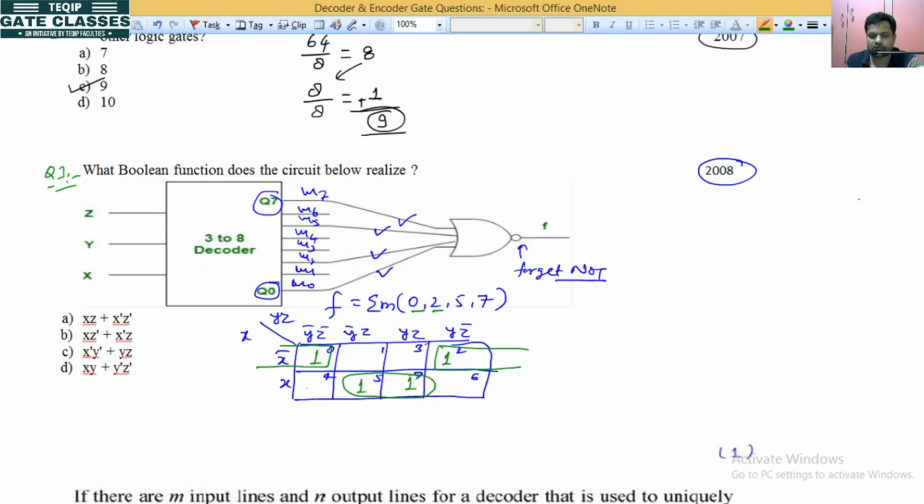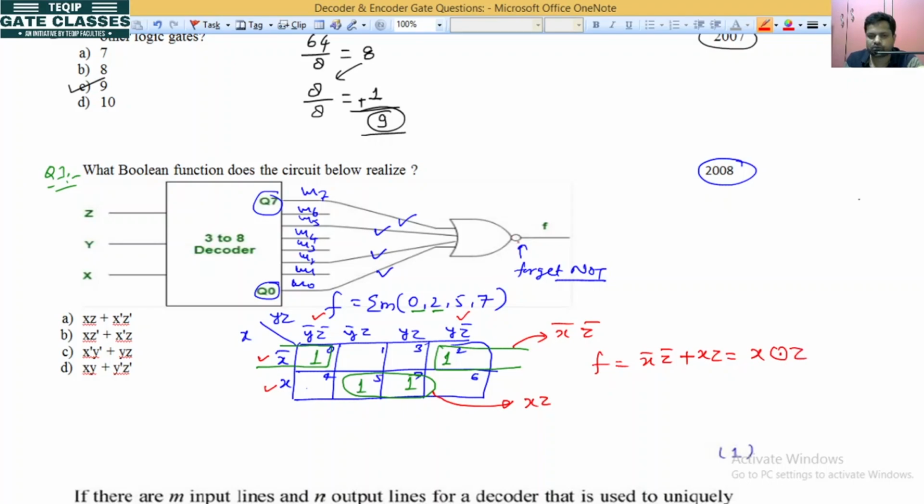So how many pairs will be there? 2 pairs. If you write the function of these 2 pairs, from here we have x bar common, so x bar, and from here we have y bar z bar and y z bar. So which one is common? Z bar is common. Now from here we get x common from rows, and from columns it is y bar z and y z, so z is common, so it will be z. So the function will be x bar z bar plus x z, so it will be x XNOR z.